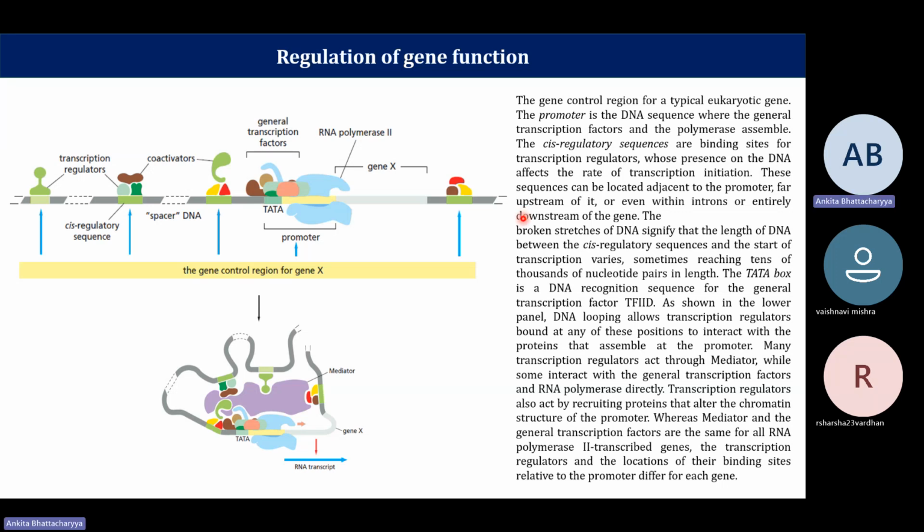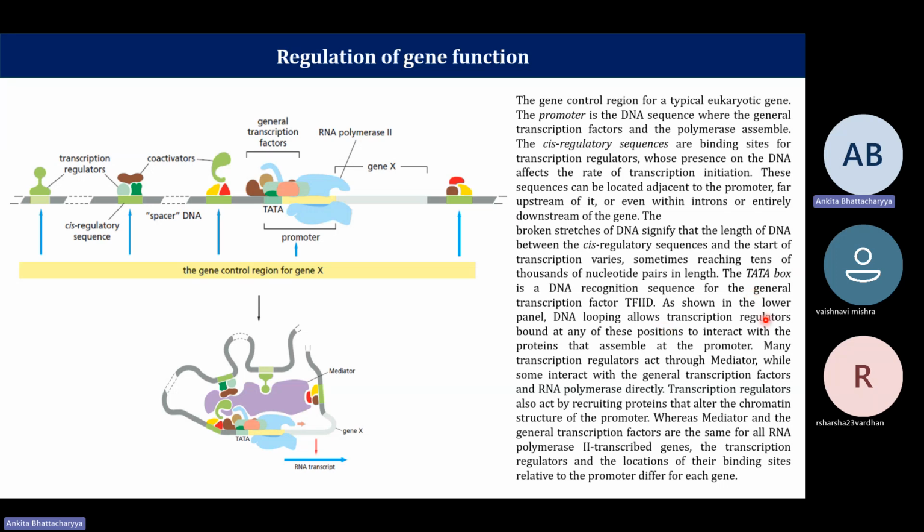The broken stretches of DNA, what you see here, signify that the length of the DNA can vary, sometimes reaching tens of thousands of nucleotide pairs in length. The TATA box is a DNA recognition sequence for the general transcription factor TFIID, which is one of the initial proteins that bind and initiate the process of transcription.